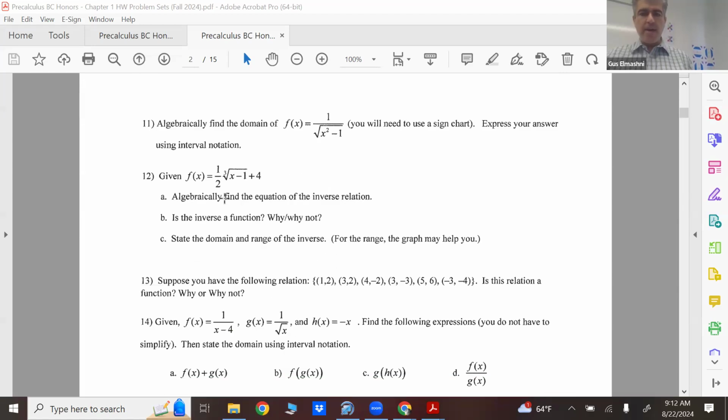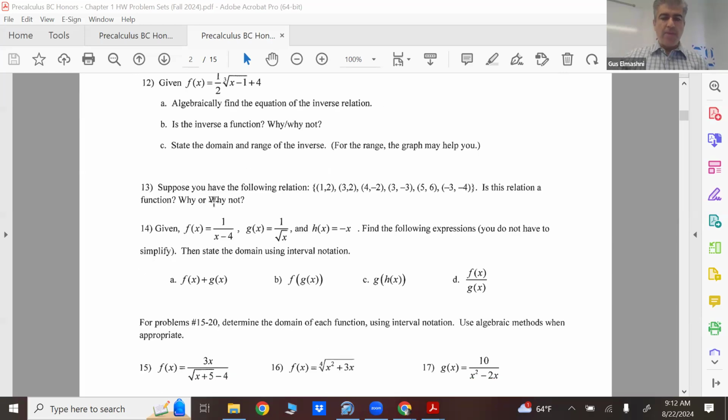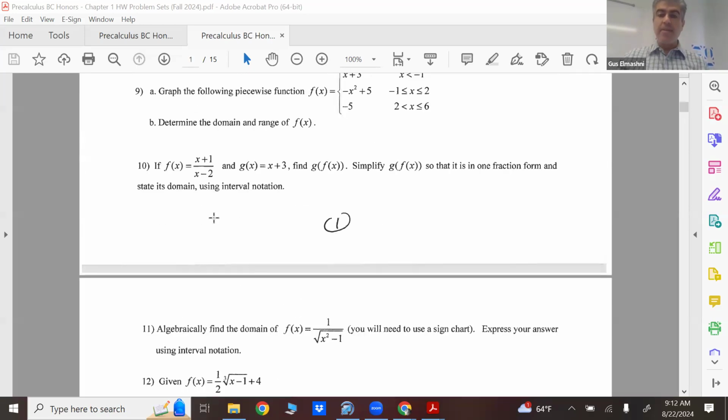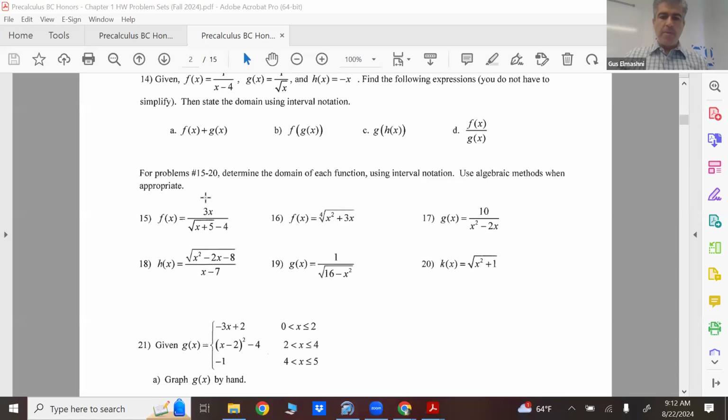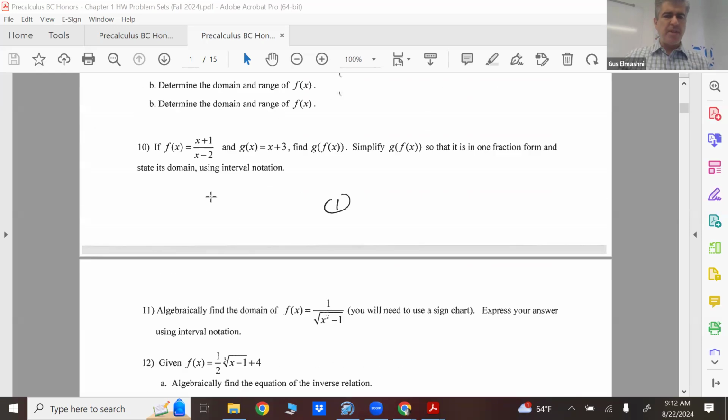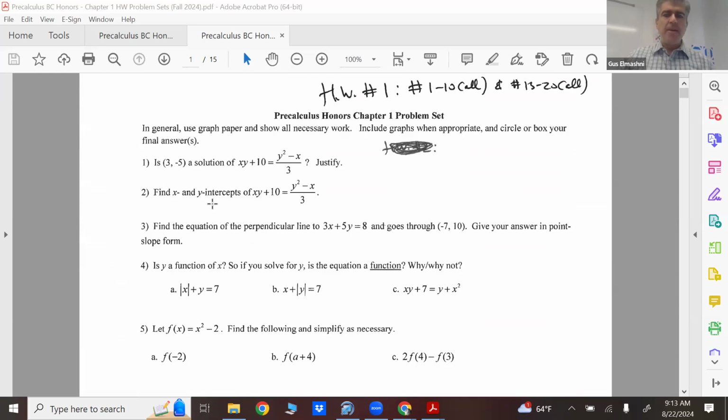11 and 12. Actually, we could do 11 and 12. I don't know why I left those out. That's weird. Well, 12, not really, but anyway. 13, that's a relation. 14, combination of functions, okay, domain, that's good. 15 to 20, now we're talking, right? That's exactly what we've been doing today. 21, don't worry about. I don't know why I didn't assign 11. That's okay. That's fine. So that's the homework.